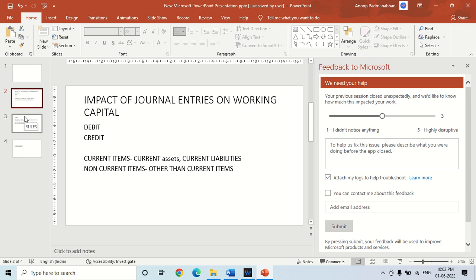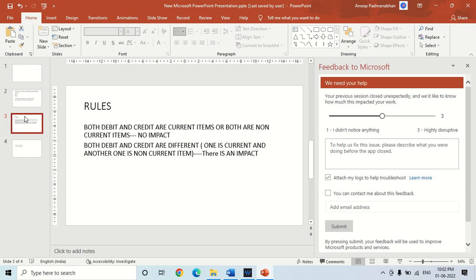Now, when we check the impact of journal entries, we need to check two basic rules. The rule says this: when your debit as well as credit are current items, that means both the debit and credit are the same, then there is no impact. In the same way, when the debit as well as credit of a journal entry are non-current items, in such a case also, there is no impact.